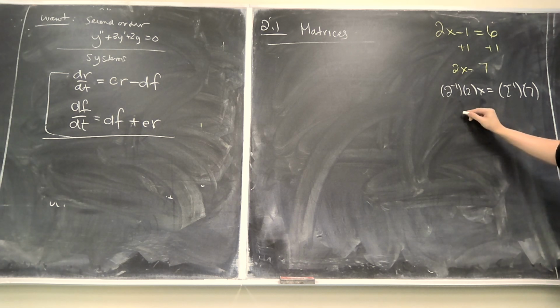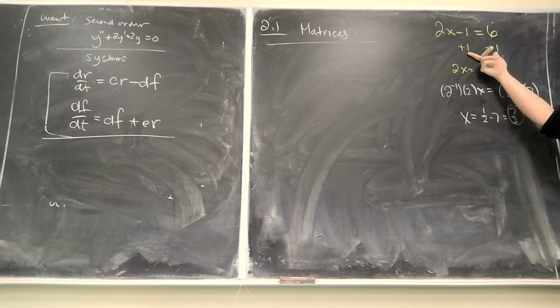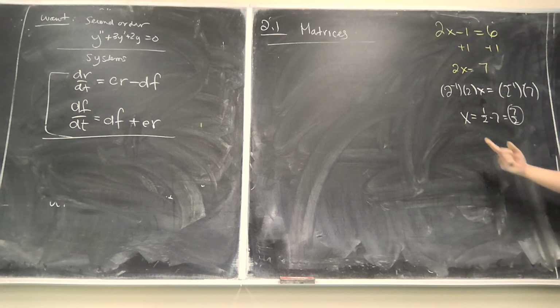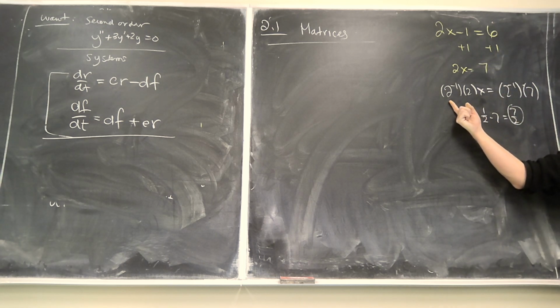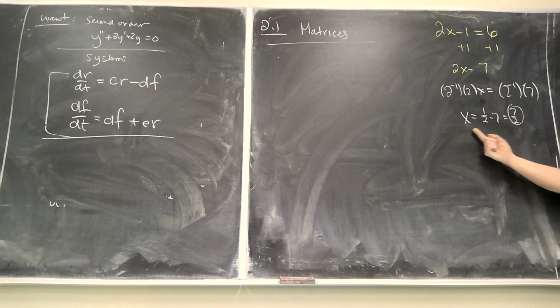And so I get x is equal to 1/2 times 7, which is 7/2, right? So I algebraically extracted the answer with steps involving addition or subtraction across an equal sign, and then multiplication by the multiplicative inverses of things, which let me sort of isolate a variable or an unknown.